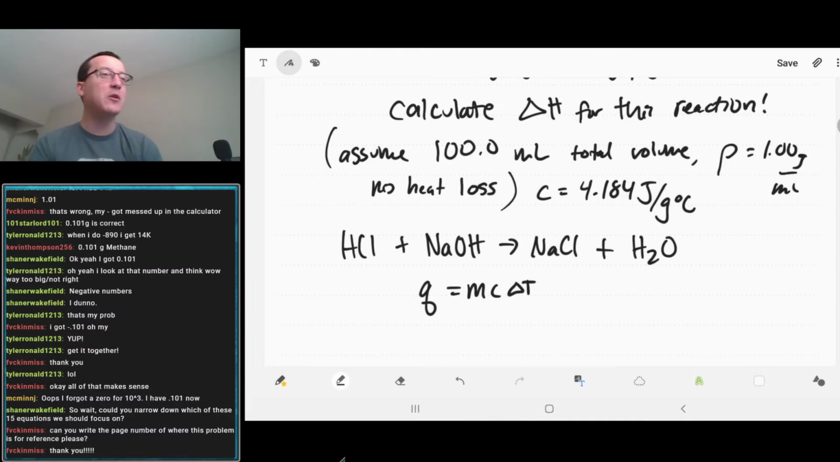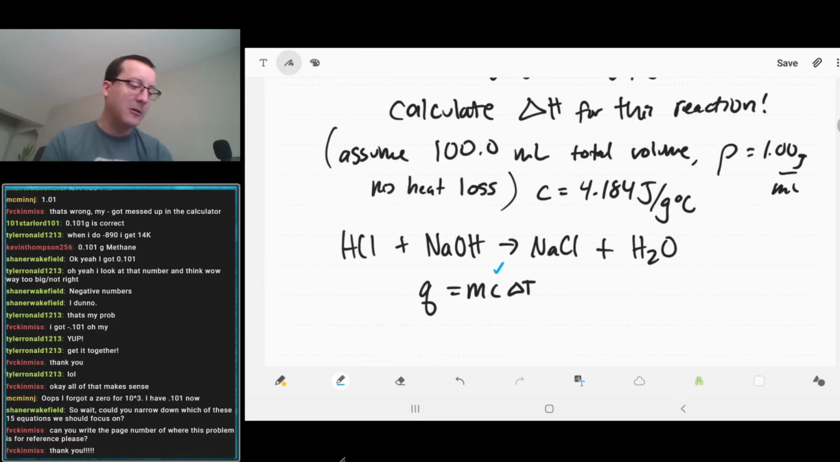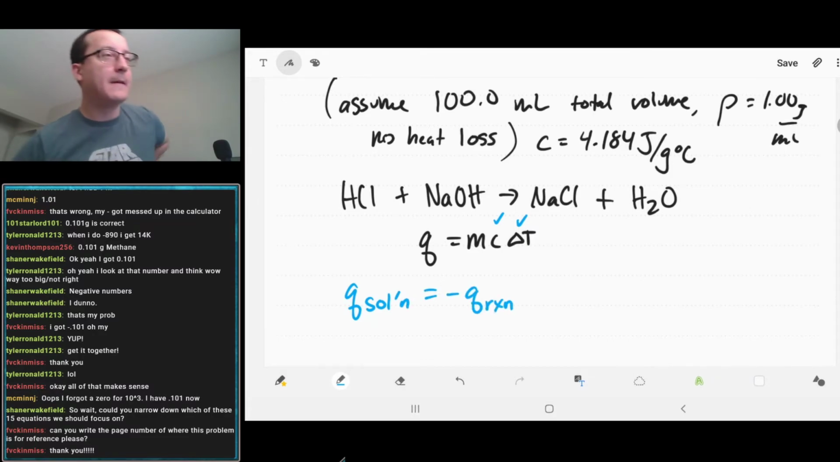We also know Q is our MCAT formula. We have a C already given to us in the problem. However, we don't quite have a mass, and we do have a delta T. We can figure out the delta T. So what we're supposed to be looking at here is remembering that the Q of the solution is the negative Q of the reaction, right? That is the thing that I told us right beforehand.